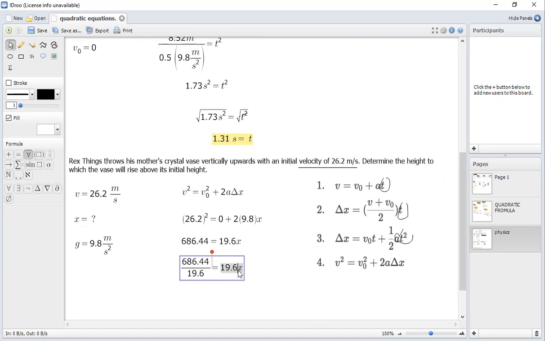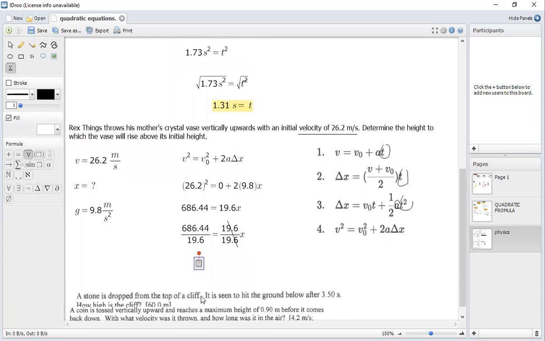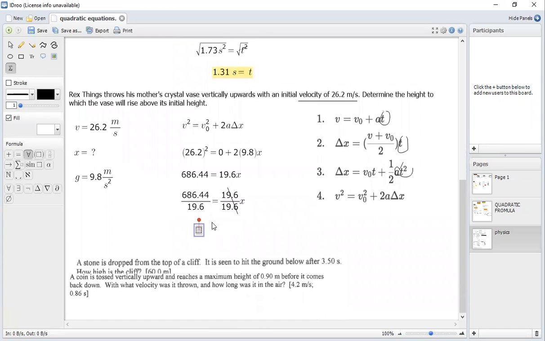It's like a linear equation, look. We cancel and we get distance equals to what? Divide these two values, please. 35.02. Yes. X equals 35.02.